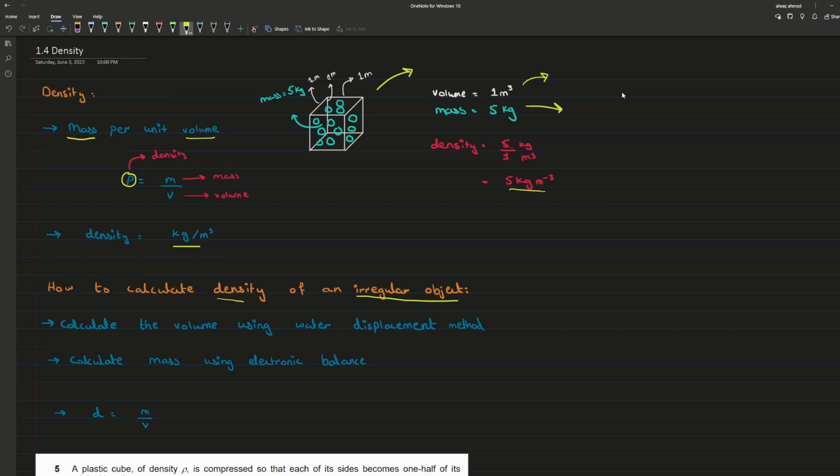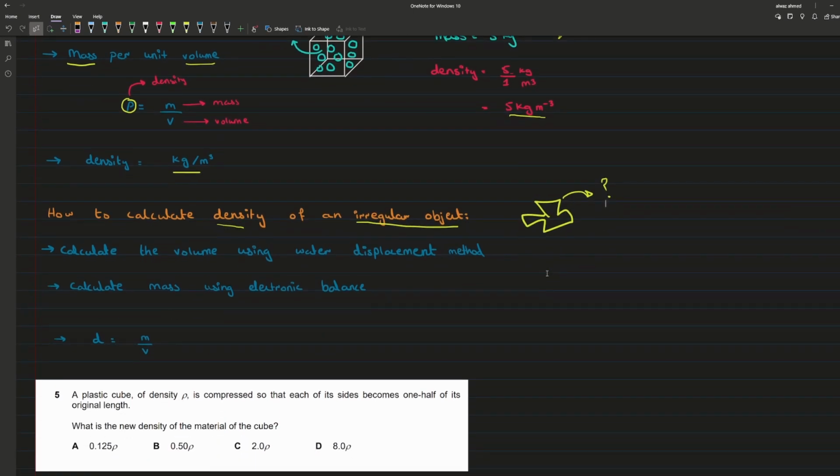It had three sides and we knew the length of each side, and it was a regular cuboid, so we could easily calculate its volume and its mass. But what about a rock with an irregular shape like this? How do we calculate the volume of this sort of rock? Now this is where the water displacement method comes in. We've read about it before, but I'm just going to give you a quick explanation. If you want to know how to calculate volume using water displacement, you can check out the video for measurements.